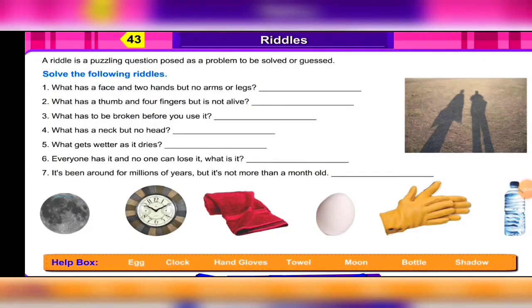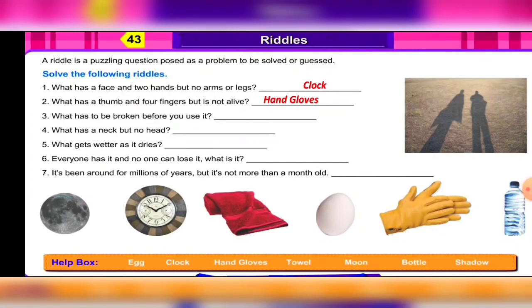Chapter number 43. Riddles. A riddle is a puzzling question posed as a problem to be solved or guessed. Solve the following riddles. What has a face and two hands but no arms or legs? Clock. Clock has face and two hands like minute hand and hour hand. What has a thumb and four fingers but is not alive? Hand gloves. Hand gloves have four fingers and one thumb, but it is not alive.